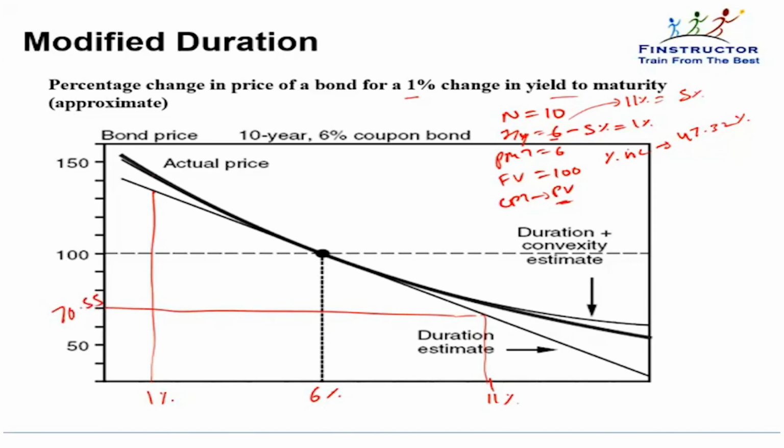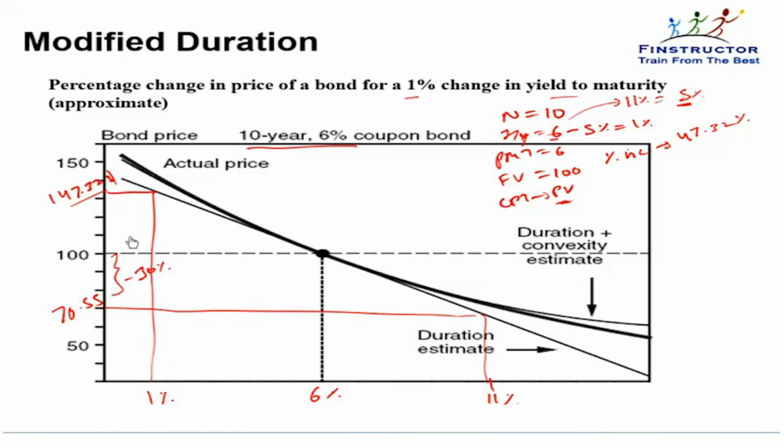If the yields fall by 5%, that is the yields become 1%, then the price of the bond goes up to a value of about $147.32. So the percentage change in the case of a decline of 5% in yields in the price of this 10-year 6% coupon bond is 47.32%, and the percentage change in the case of an increase in yield is only about 30%, because 100 becomes 70.